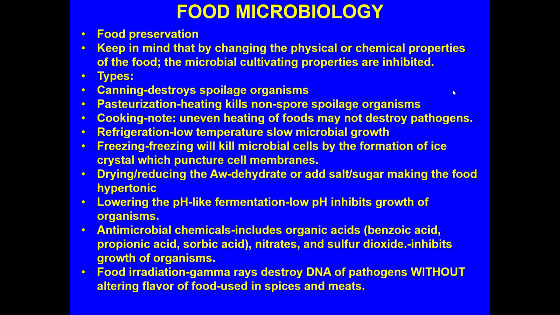Then we have food irradiation. Now, for those that are in the nursing or allied health field, you have a lot of surgical equipment and a lot of specialized equipment that goes through a treatment of either gamma rays or electron beams. These are effective in destroying DNA of any pathogen. They do not alter the flavor of, if we're going to go back to food now, of foods. And guess what? They've been used for years and years in spices and in meats. Surgical equipment had to be sterilized in some way if they are disposable stuff. So a disposable cauterizer or, you know, some of the basics that you would have like a butterfly cannula or something like that.